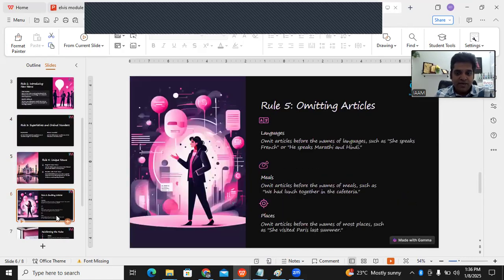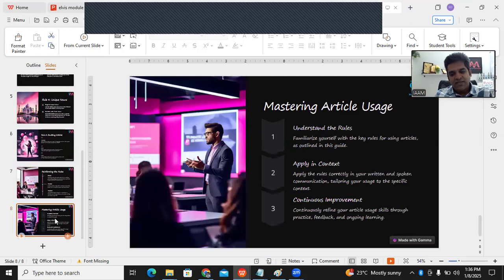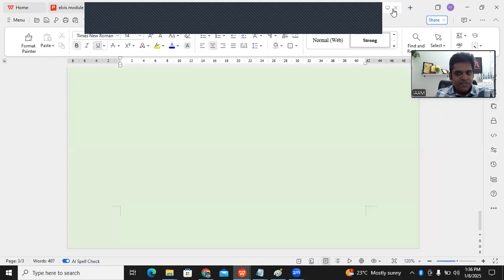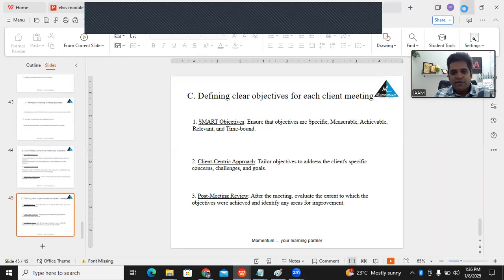You can conduct this. So you go through this. The article rules are very simple. Use it in your training. These are 7 rules.